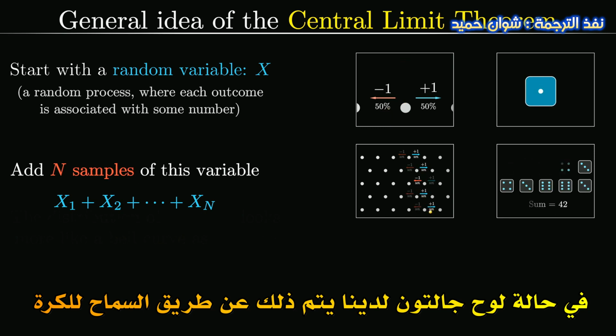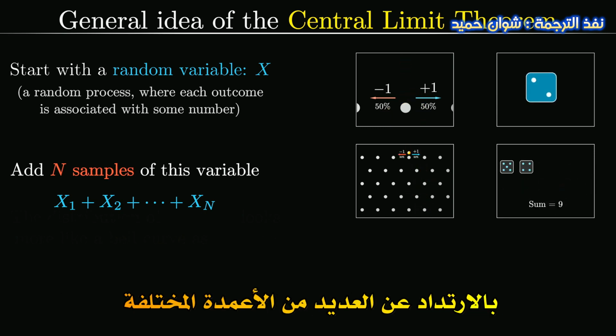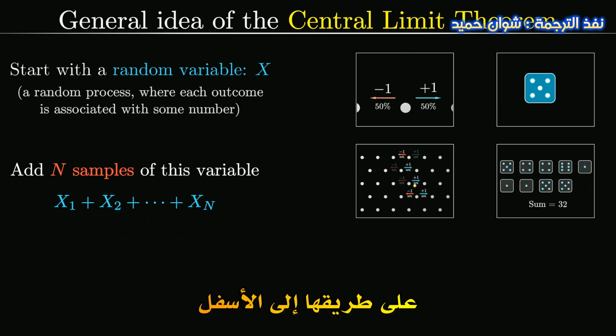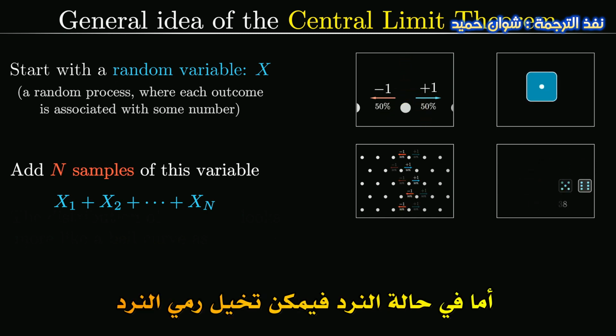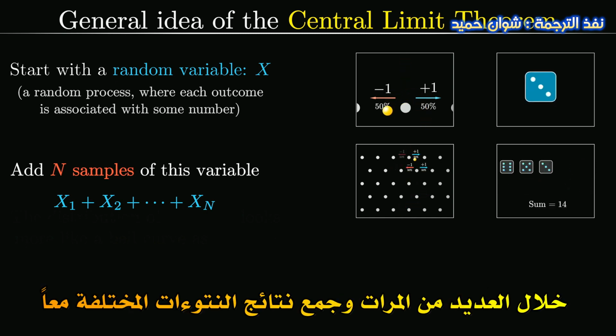On our Galton board, that looks like letting the ball bounce off multiple different pegs on its way down to the bottom. And in the case of a die, you might imagine rolling many different dice and adding up the results.